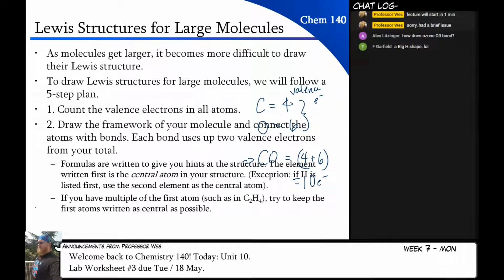Step 2, once you've counted all your electrons, is you're going to create what's called a framework. Some textbooks call it a skeleton. Same thing. You're going to take your atoms and connect them with bonds. Bonds use up electrons, so you're going to deduct them from your total pool that you've calculated from step 1.